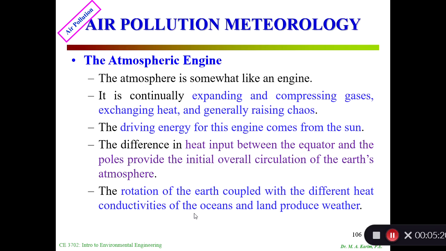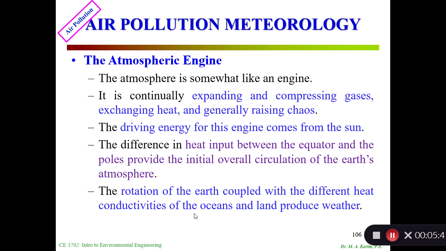Atmospheric engine. The atmosphere is somewhat like an engine. It is commonly expanding and compressing gases, exchanging heat, and generally raising chaos. So the driving energy for this engine comes from the sun, meaning temperature, right? The difference in heat input between the equator and the poles provides the initial overall circulation of the Earth's atmosphere.